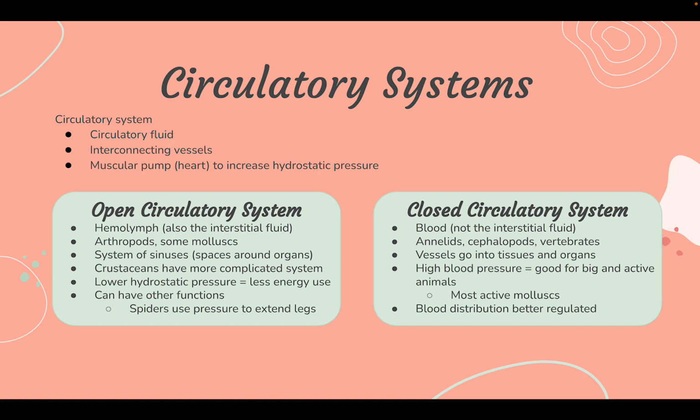And the benefit is that high blood pressure is good for big and active animals. So, we move a lot and we're big. So, that high blood pressure makes sure that the blood gets everywhere it needs to be. And you can see this in that some mollusks have an open circulatory system, but the most active ones have a closed circulatory system to support all of that movement. And in general, in a closed circulatory system, blood distribution is better regulated than in an open one.